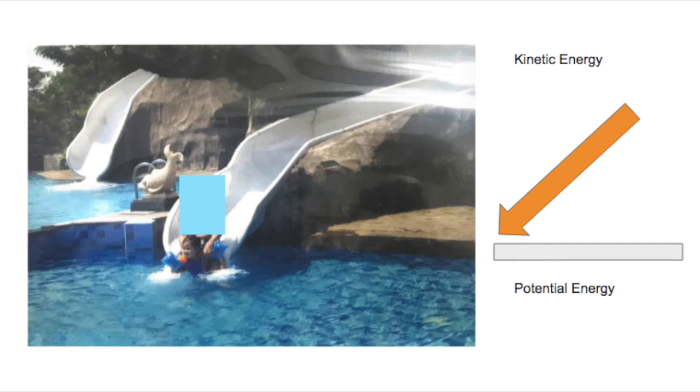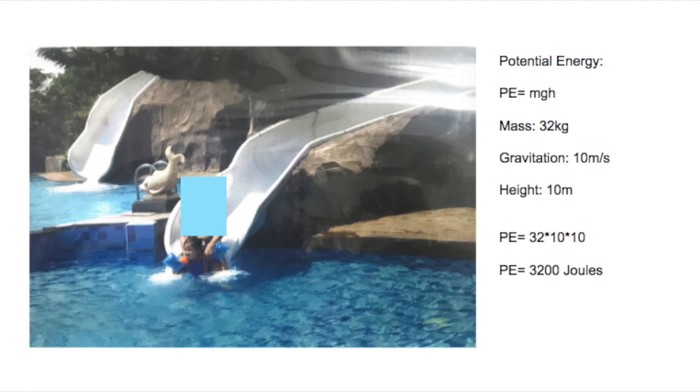Other than that, if we look at this slide in this kind of form, we can analyze the kinetic and potential energy. Potential energy is the energy conserved or stored, which has the potential to do work. To calculate the potential energy, the information that we need is the mass, gravitation, and height. In this case, the mass of my body back then is 32 kilograms, the gravitation is 10 meters per second squared, and let's assume the height of the slide is 10 meters. So to get the potential energy, we multiply 32 with 10 and 10. As a result, we get 3,200 joules.